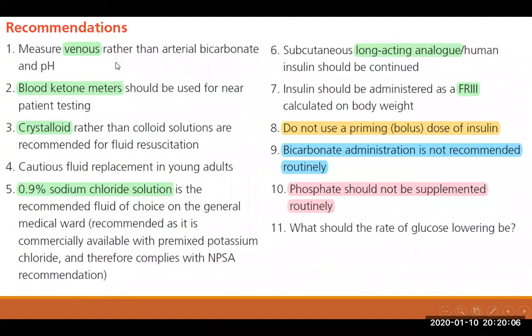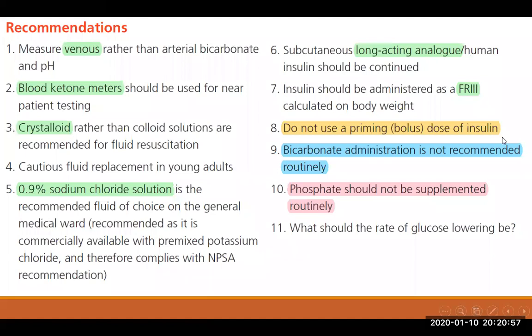This is another repeated data. We must measure venous, not arterial, pH and bicarb. A blood ketone meter, if available, is okay. The fluid to use is crystalloid, not colloid. Normal saline 0.9% is the fluid of choice in management of DKA and hyperosmolar hyperglycemic state, both of them with normal sodium. A long-acting insulin analog can be continued. The fixed rate intravenous insulin infusion is the method of choice for administration of insulin. Don't use a bolus dose of insulin. This is from the NICE guidelines.